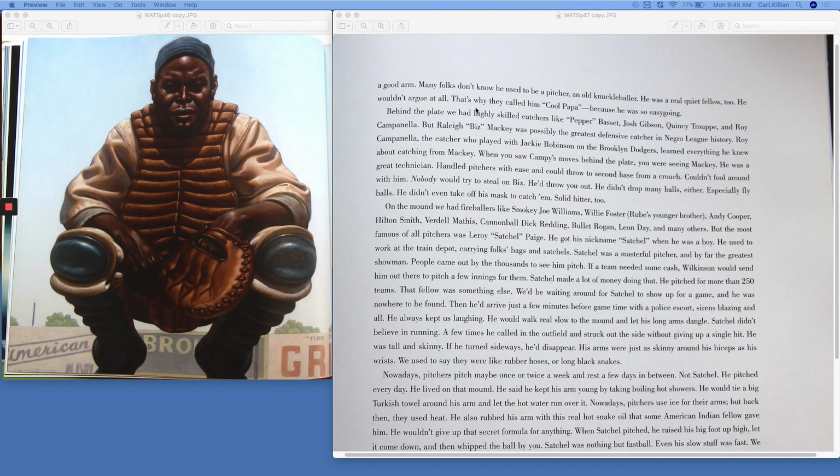He was a great technician, handled pitchers with ease, and could throw to second base from a crouch. Couldn't fool around with him. Nobody would try to steal on Biz. And the title of the illustration over here is Raleigh Biz Mackey.